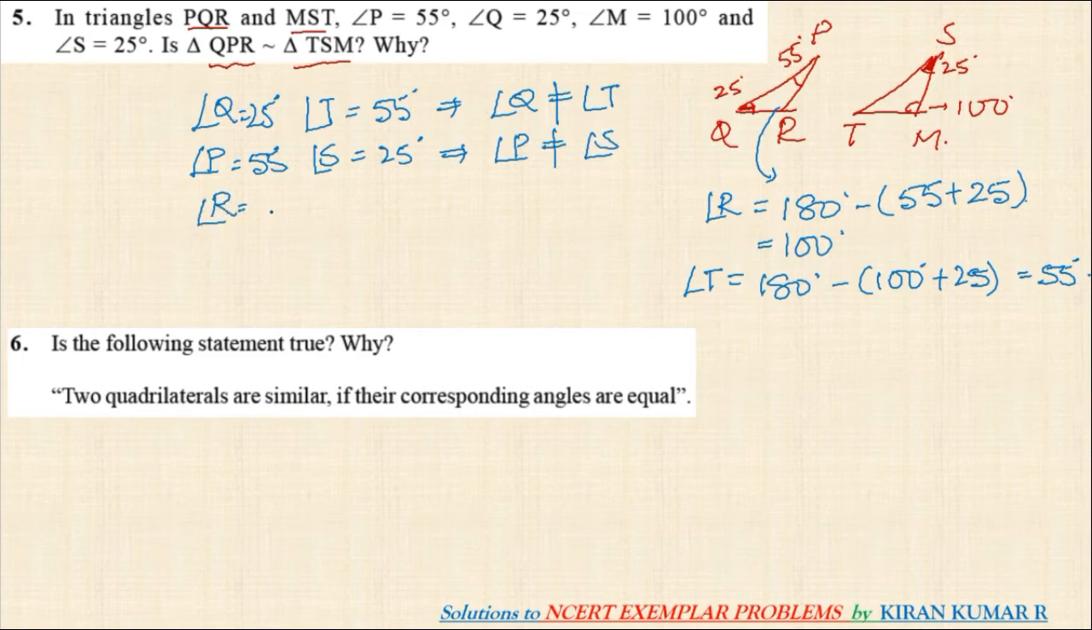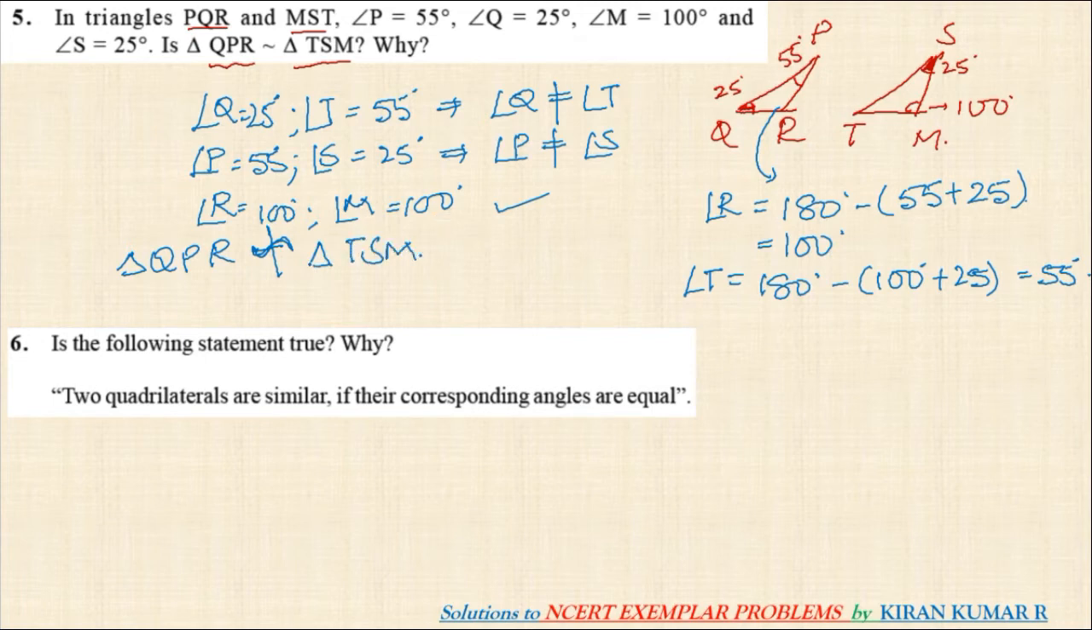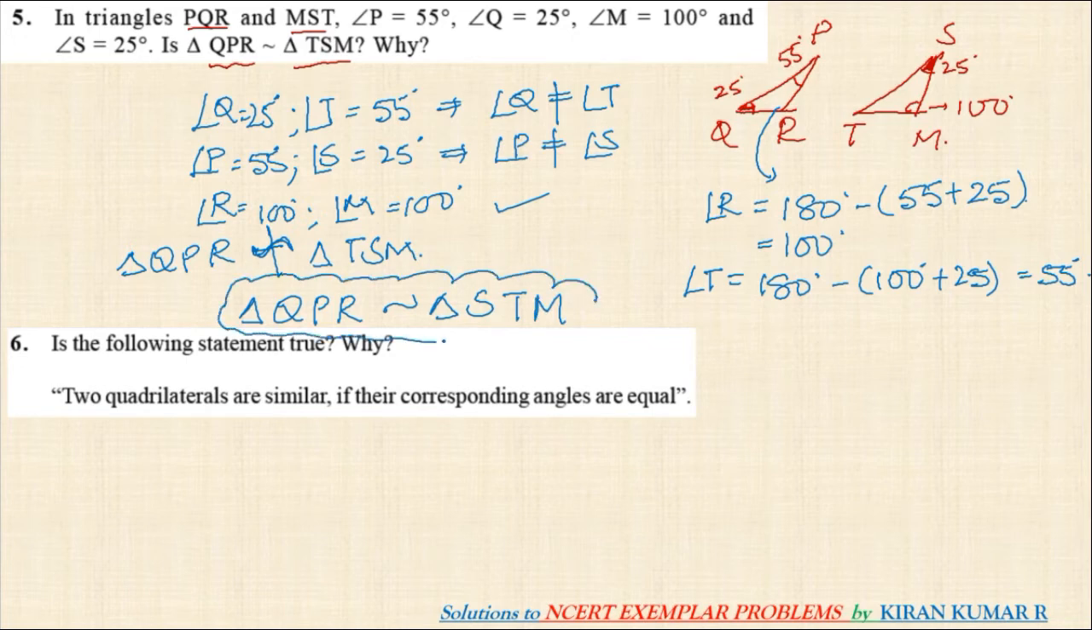Look at angle R. Angle R is 100 degrees and angle M is 100 degrees. So only this angle is equal, the rest of the two angles are not equal, therefore the triangles are not similar. So triangle QPR is not similar. How do we write? Not similar to triangle TSM. Instead, if we have QPR, this will be similar to triangle STM. This statement would be true, not the previous.